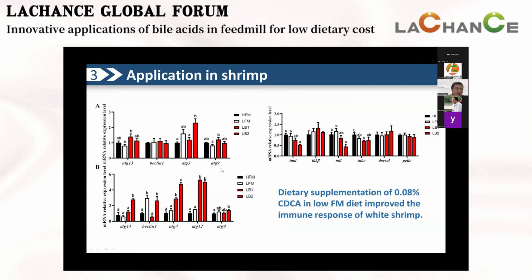And we also detected the gene expression related to apoptosis. And we can see that the dietary supplementation of bile acids in the low fish meal diet also improved the immune response of the white shrimp.